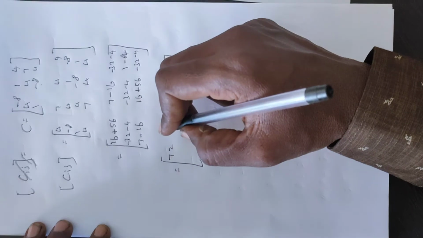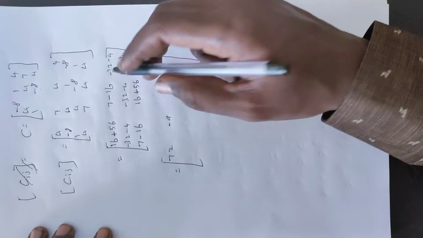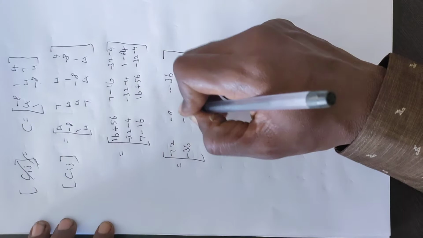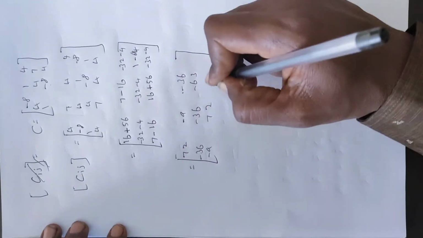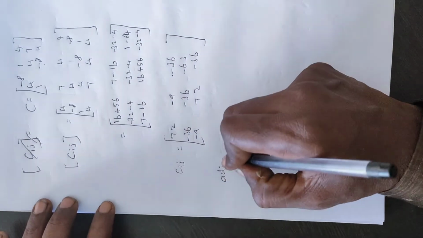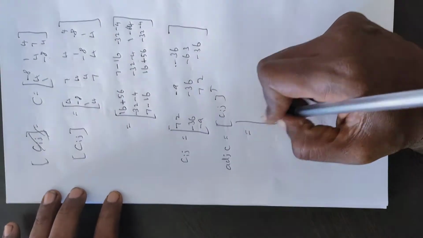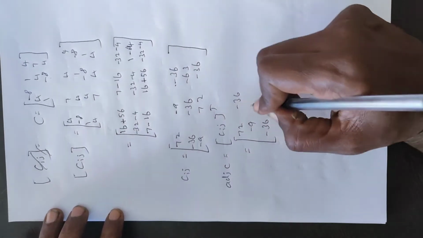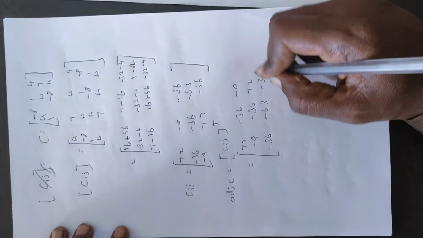And finally we have the values 72, minus 9, then minus 36, 36, 36, 63, minus 9, 72, 36. This is the cofactor of C. Then adjoint of C equal to the transpose of the cofactor of C, then it will come like that: 72 minus 9 minus 36, 36 36 63, minus 9 72 minus 36.